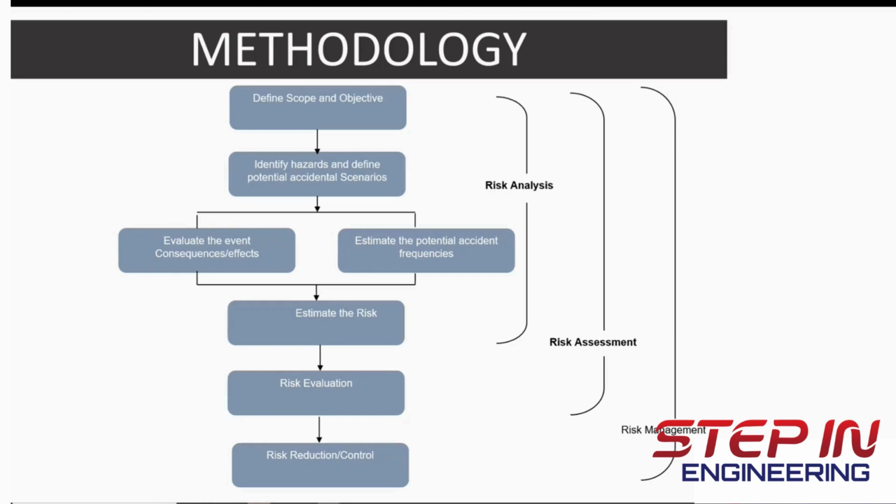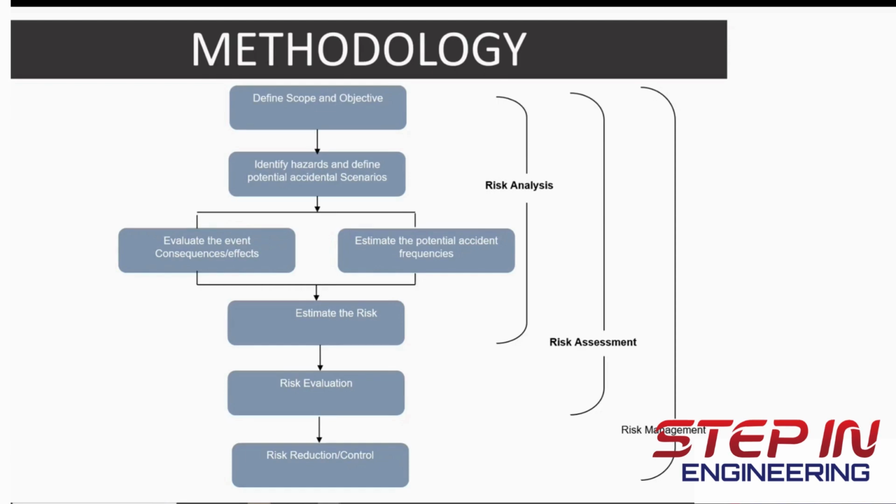So we are going to identify the consequence in terms of numerical value. We are going to identify the failure frequency in terms of numerical value. And I have said that risk is a product of consequence and failure frequency. So once you get these two numerical values, when you multiply them, you get the risk value in numerical terms. That's how you estimate the risk.